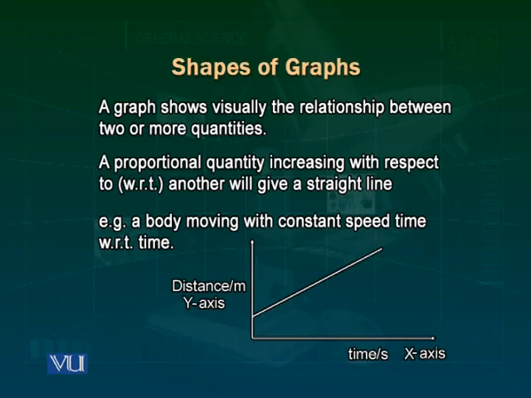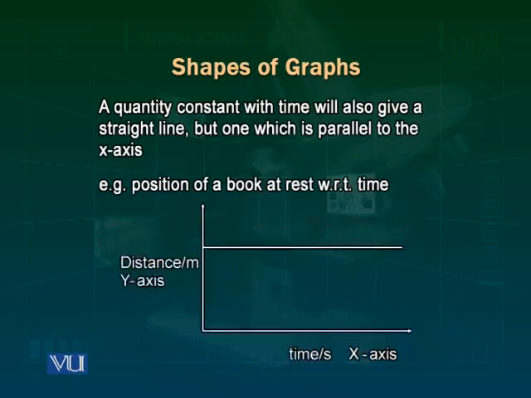So if a body is moving at constant speed, the rate at which the distance is increasing has to be constant with time. Therefore, we will get a straight line which is increasing as time increases. Another graph which will give us a straight line is, of course, a body which is at rest. Because the position is not changing, we will get a straight line which is parallel to the x-axis. The distance remains constant with time.